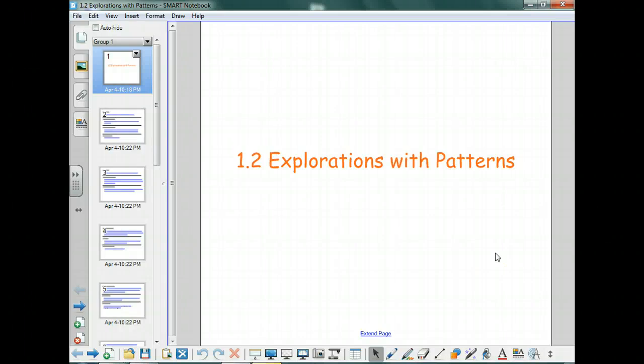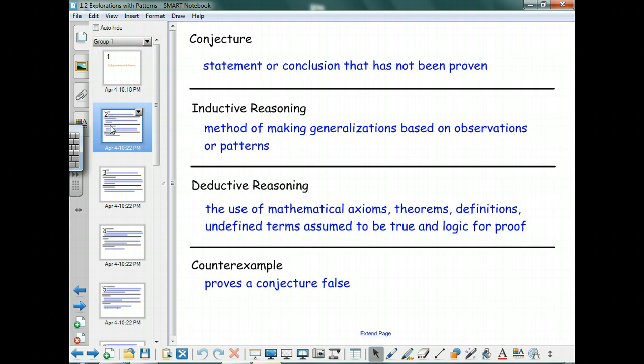Right, section 1.2 is explorations with patterns. When I was in grad school, one component of my research had to do with examining how people viewed mathematics. One of the people that I had talked to defined mathematics as the study of patterns. Everything sort of could boil down to looking at patterns. And it is a really popular problem-solving strategy in some cases as well. So we're going to take a look today at looking at things with patterns.